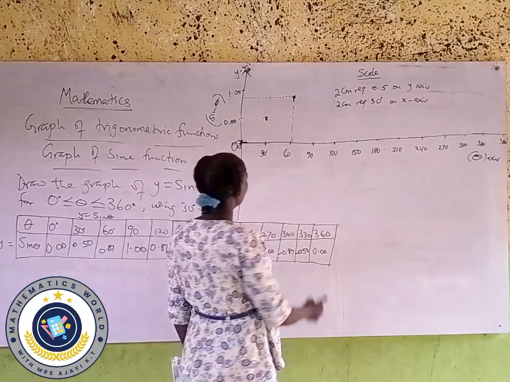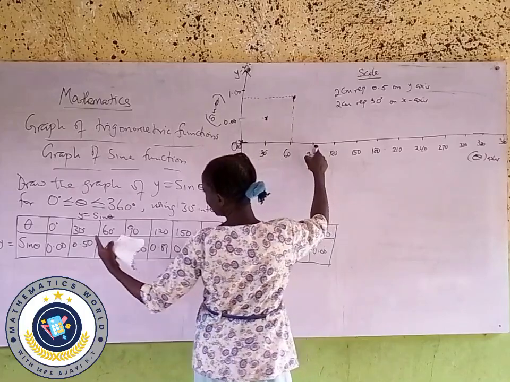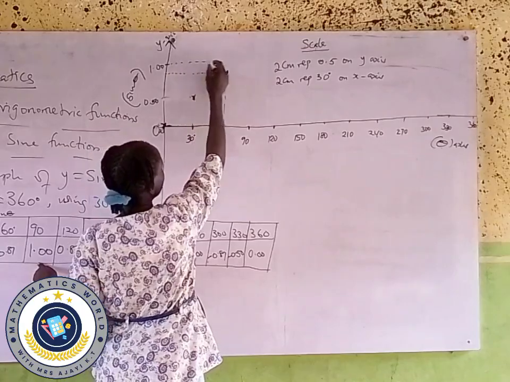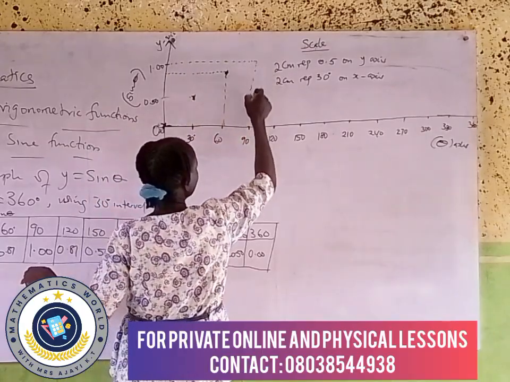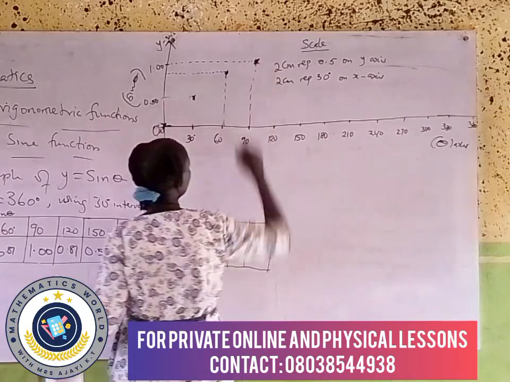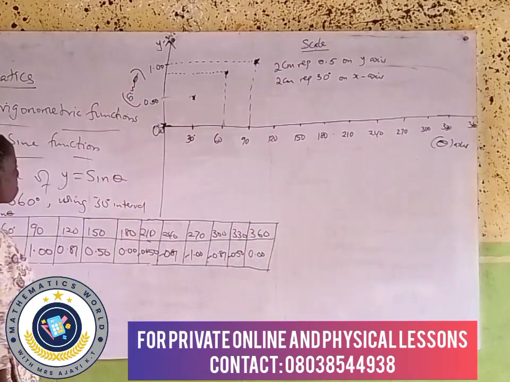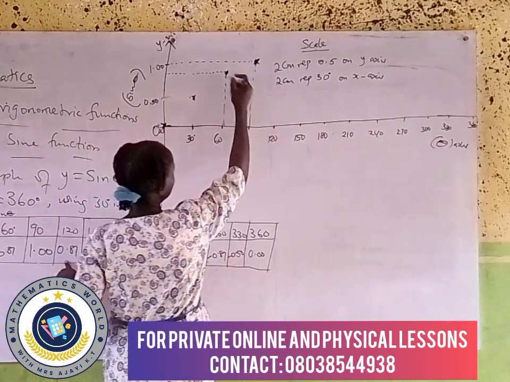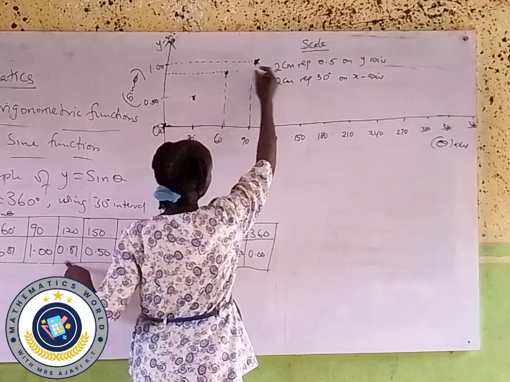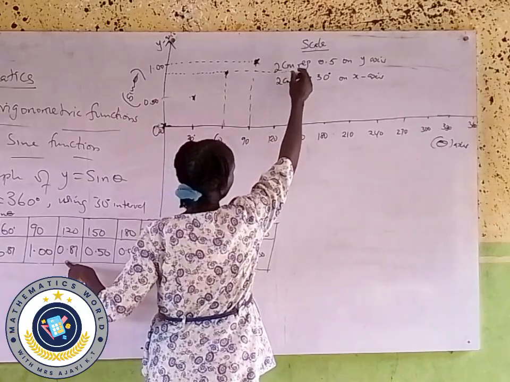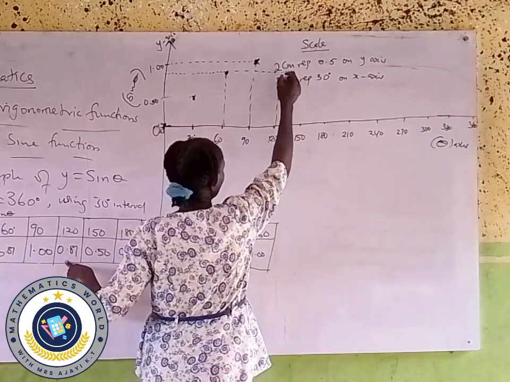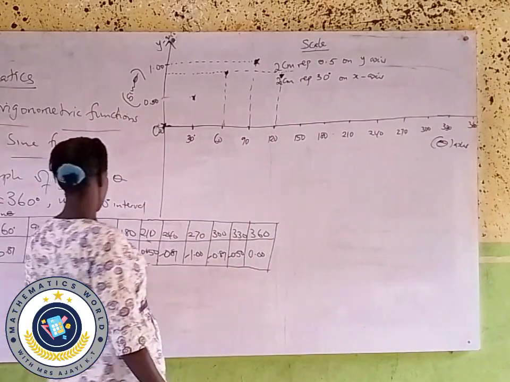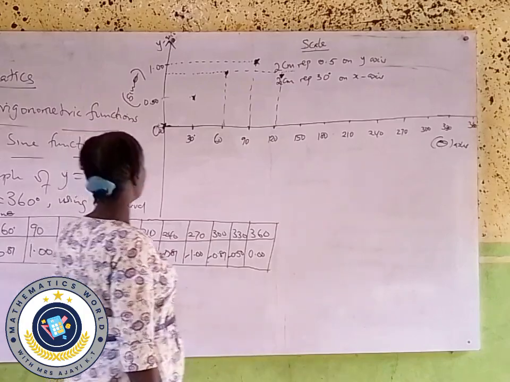Now, when theta is 90 degree, you are having 1. So the sine theta is 1. So at 90, this is 1. Then when theta is equal to 120, you are having sine theta to be 0.87. That is your sine theta. When theta is 150, your sine theta is equal to 0.5.